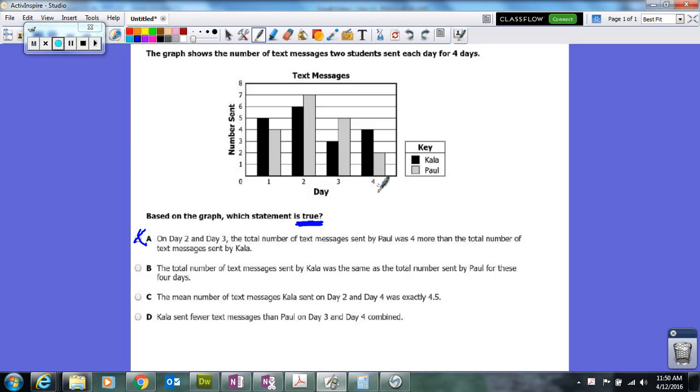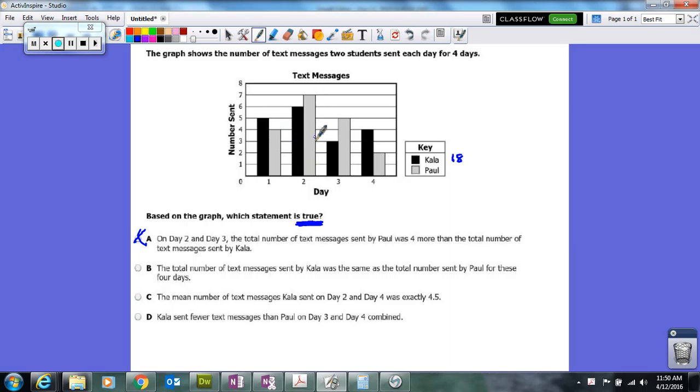I'm just kidding. All right, so let's see how many total Kayla sent. So she sent 5 on day 1, plus 6 on day 2. That's 5 plus 6, which is 11. On day 3, she sent 3, so 11 plus 3 is 14. And then on day 4, she sent 4, so 14 plus 4, that's a total of 18 messages sent by Kayla.